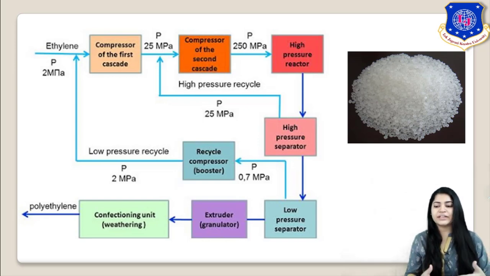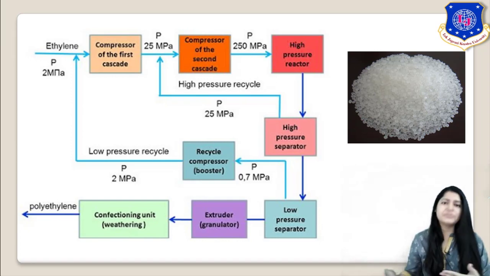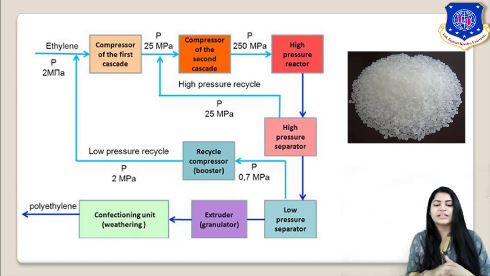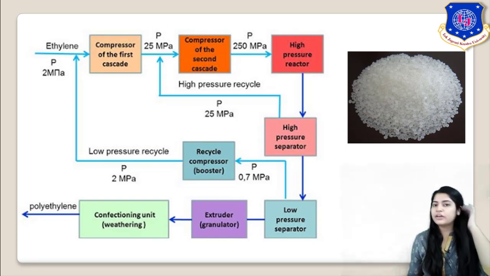In the granulator, you can see the image on the right side. In small granules you are getting your polythene. The granulator strips out your polythene product and cuts it into small granules. Then it is sent to the weathering unit where certain additives are added, and your final product is polythene. So this is the process of obtaining LDPE, low density polythene.